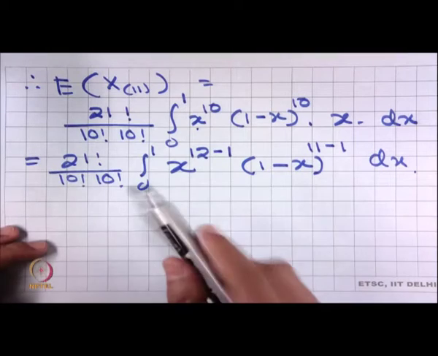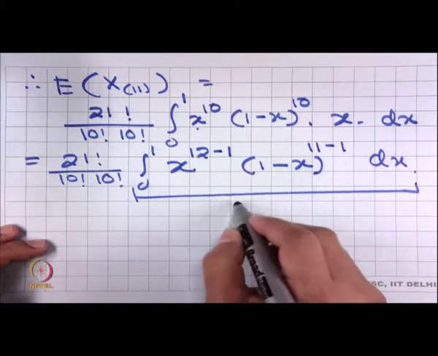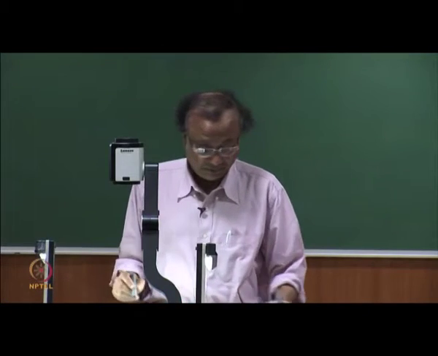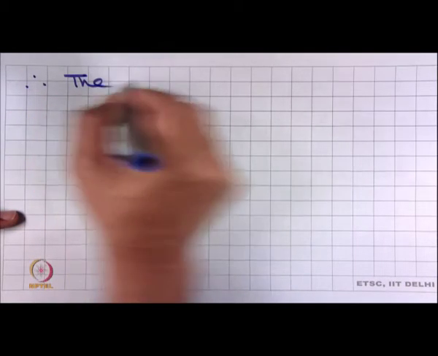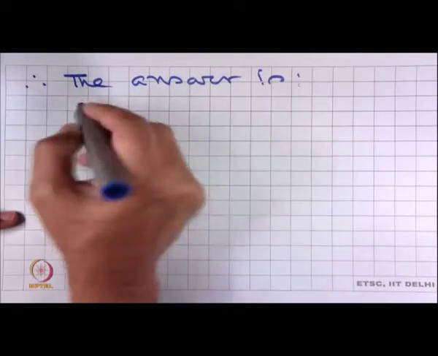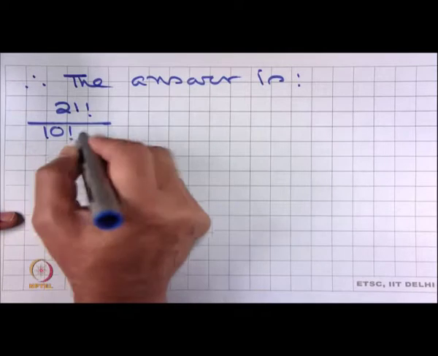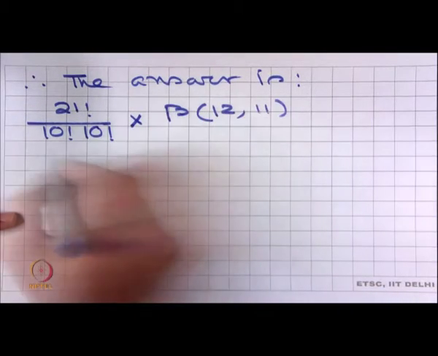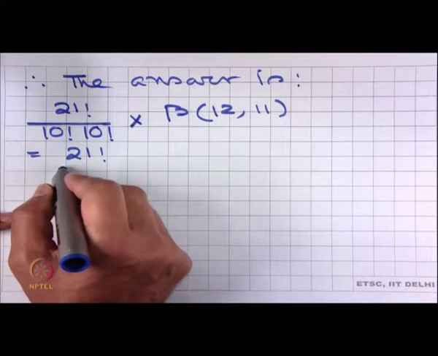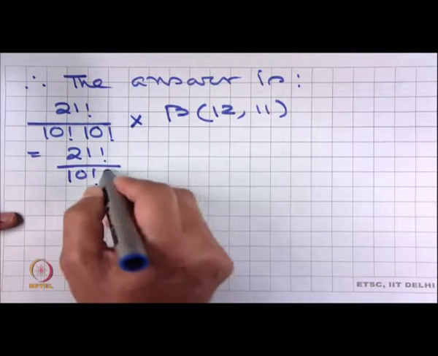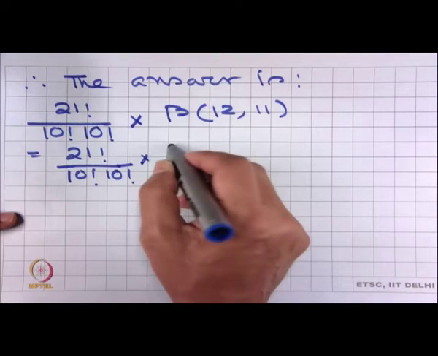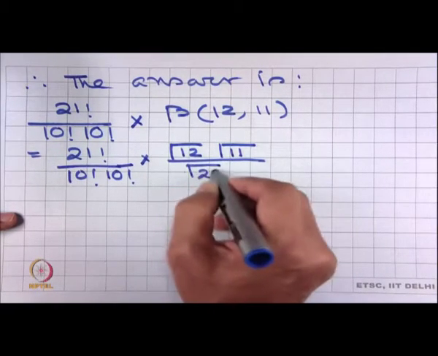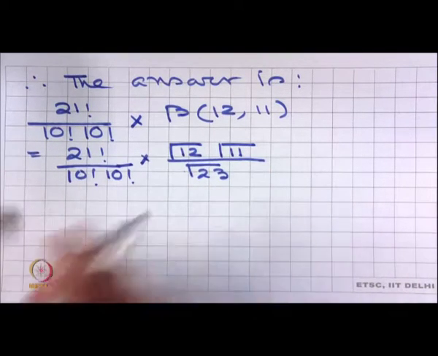Why I did it? Because then it becomes beta 12 comma 11. Therefore, the answer is 21 factorial over 10 factorial, 10 factorial into beta 12 comma 11, which is equal to 21 factorial over 10 factorial, 10 factorial into gamma 12, gamma 11 upon gamma 23, since beta m, n is gamma m, gamma n over gamma m plus n.